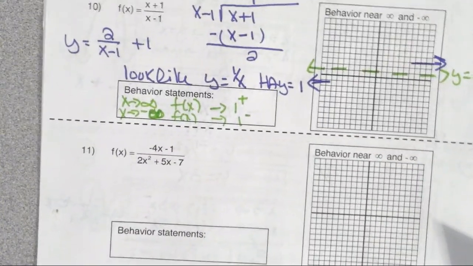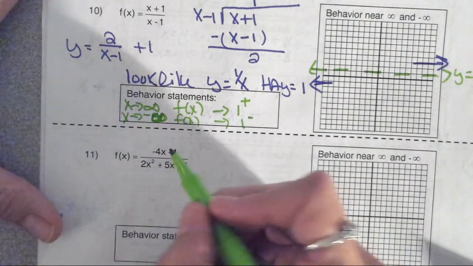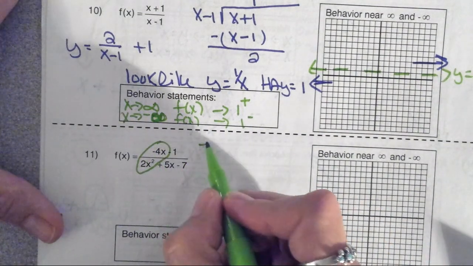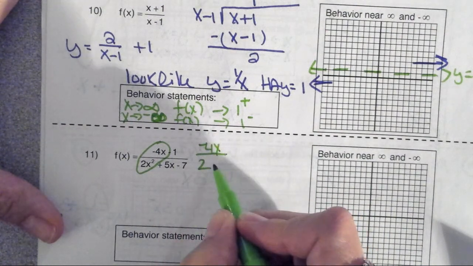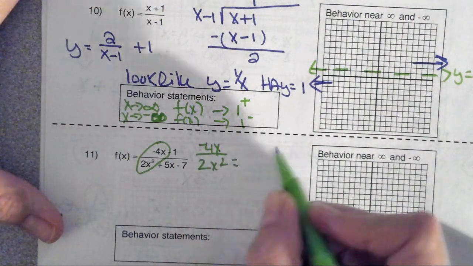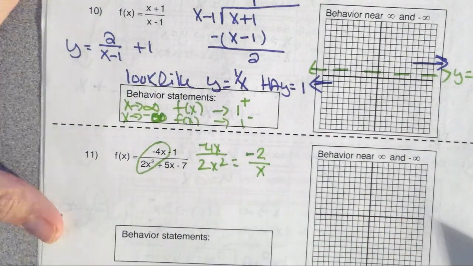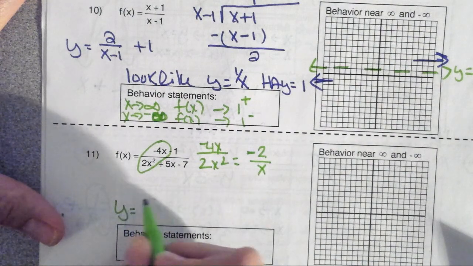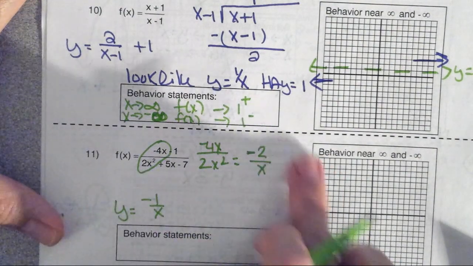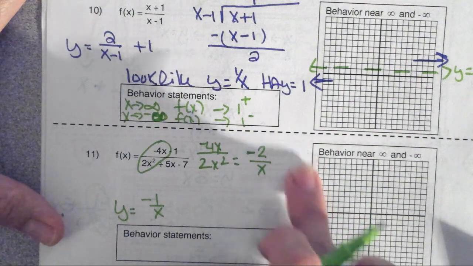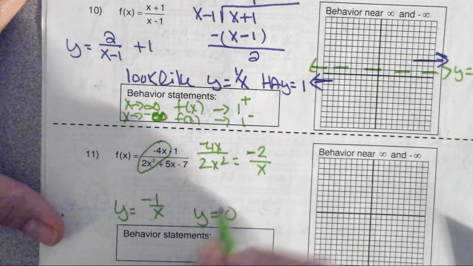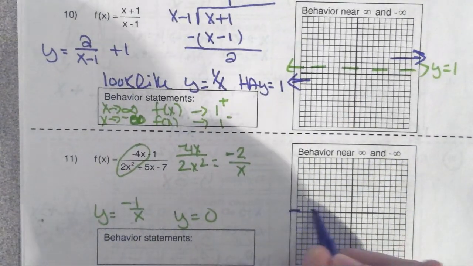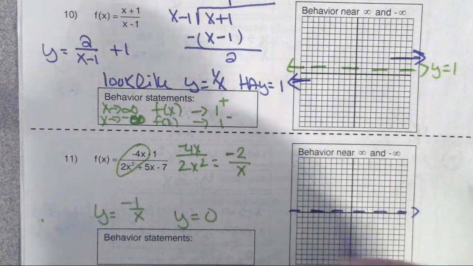Right, number 11. On number 11, if I look at my leading coefficients, it actually reduces. Negative 4x over 2x squared is going to reduce to negative 2 over x. Again, we don't really care about the negative 2. It's going to look like a negative 1 over x. Because I didn't have to do any division, my horizontal asymptote is going to be at y equals 0. So if you don't have to divide, your horizontal asymptote is going to stay at that y equals 0 line.